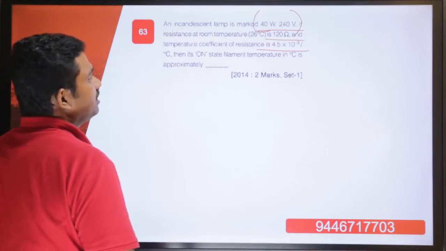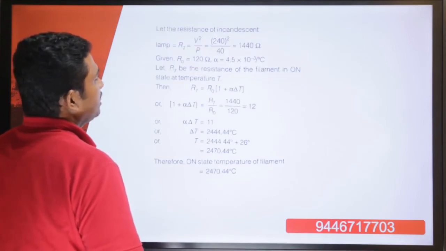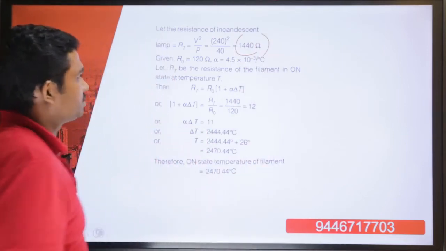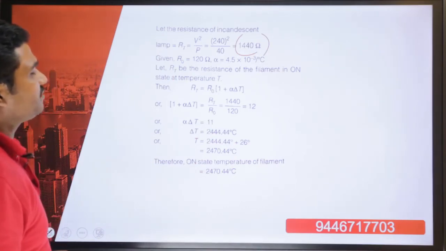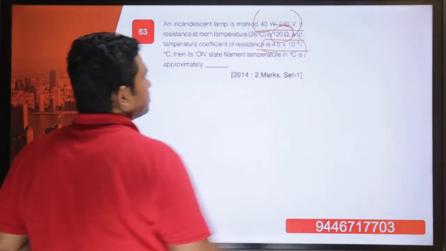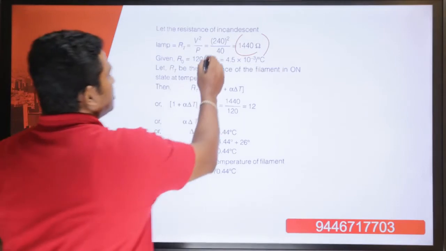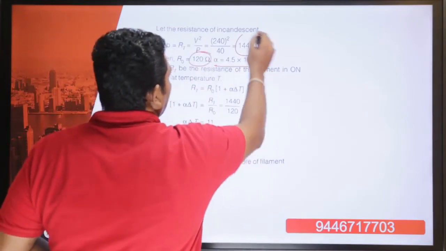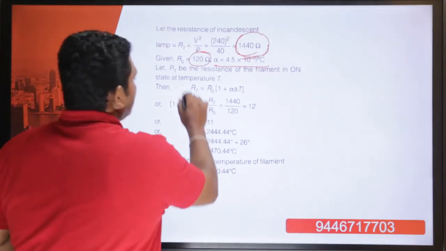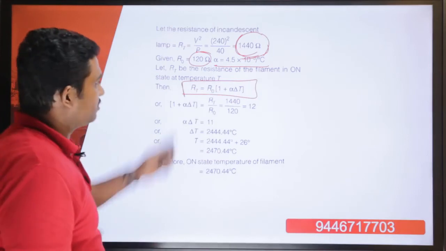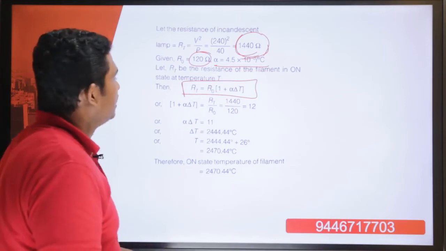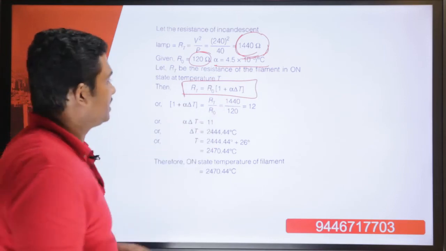240 volt lamp. So what is RT? It is V square divided by P, so it comes to 1440 ohms. R0 is given as 120 ohm in the question. The temperature coefficient of resistance is also given. So R0 is 120, alpha is given, and we have obtained RT. We are going to substitute these into the equation of temperature coefficient of resistance. This equation you have to put in a box and write it down: RT is equal to R0 into 1 plus alpha delta T.